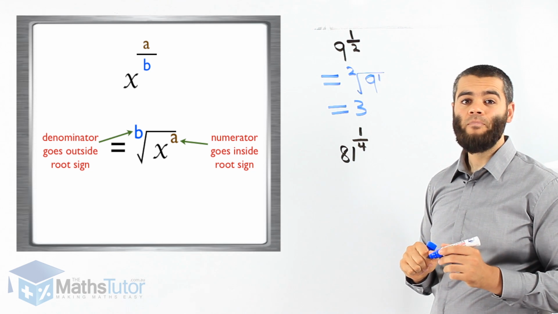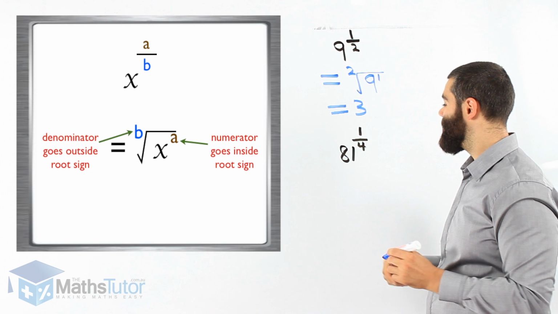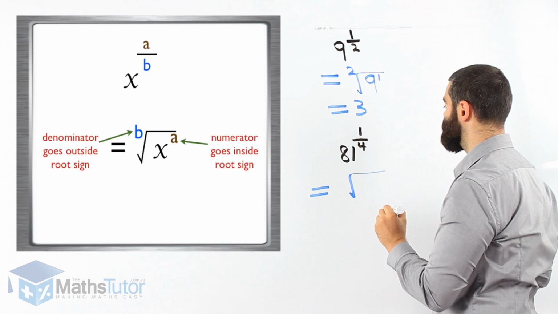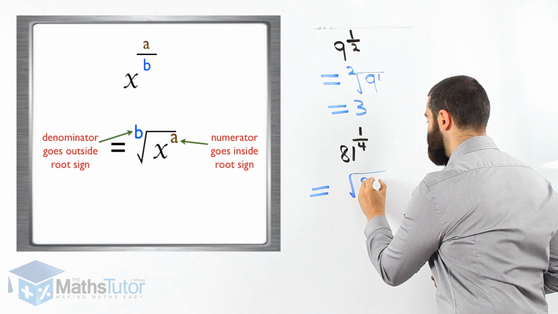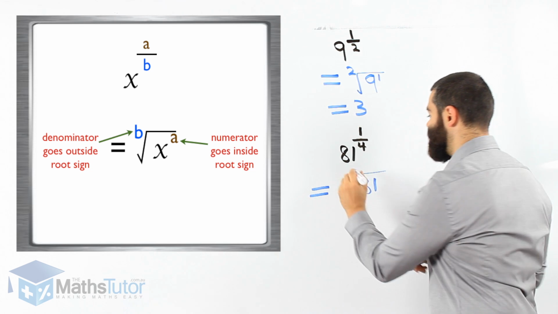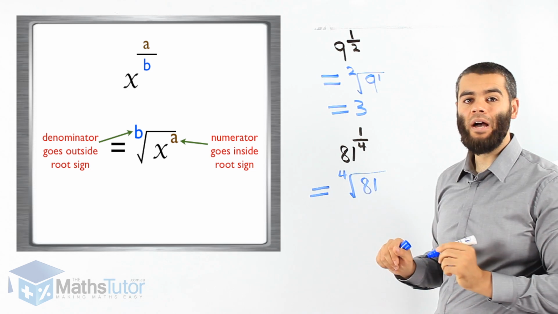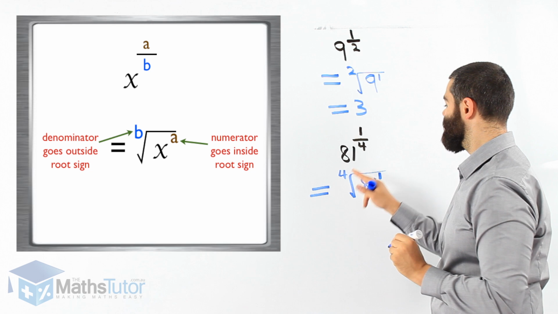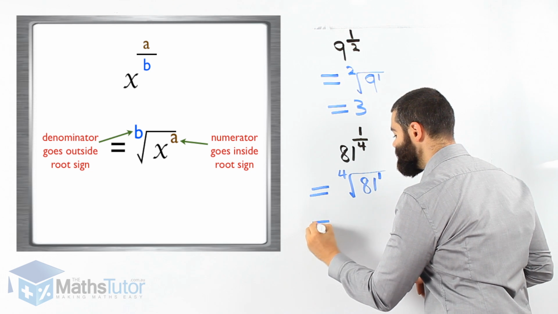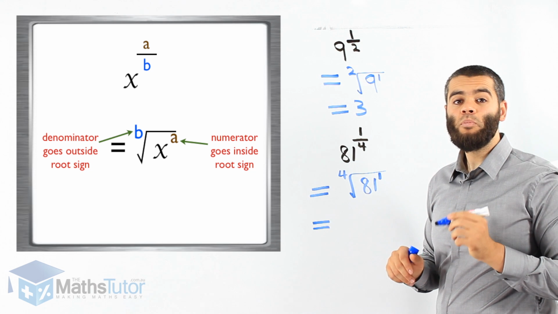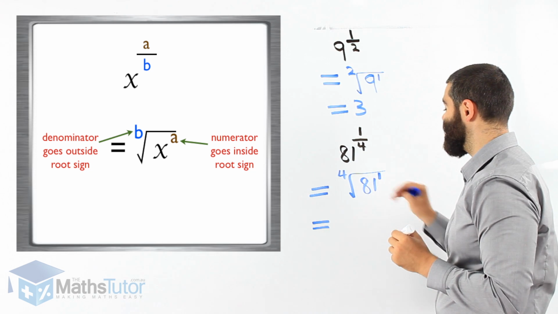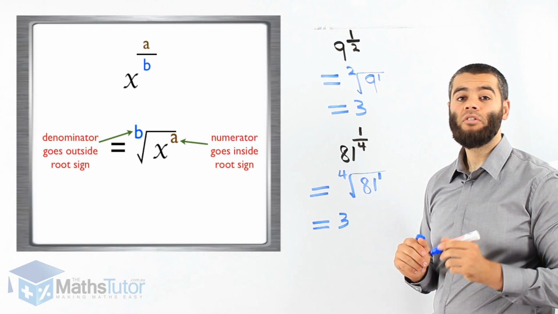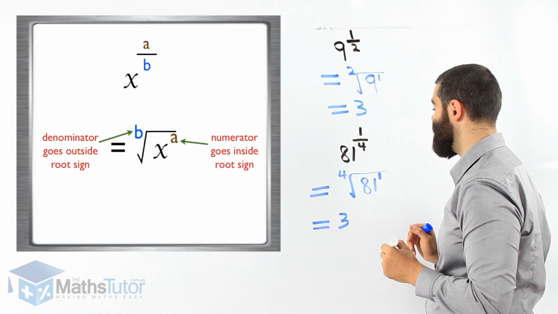81 to the power of a quarter. Same rules. We have our root sign. 81 is our base, it goes inside. The denominator goes outside. So 4 root 81 to the power of 1, which means what number multiplies itself 4 times to get 81? The answer is 3. 3 times 3 times 3 times 3 equals 81.